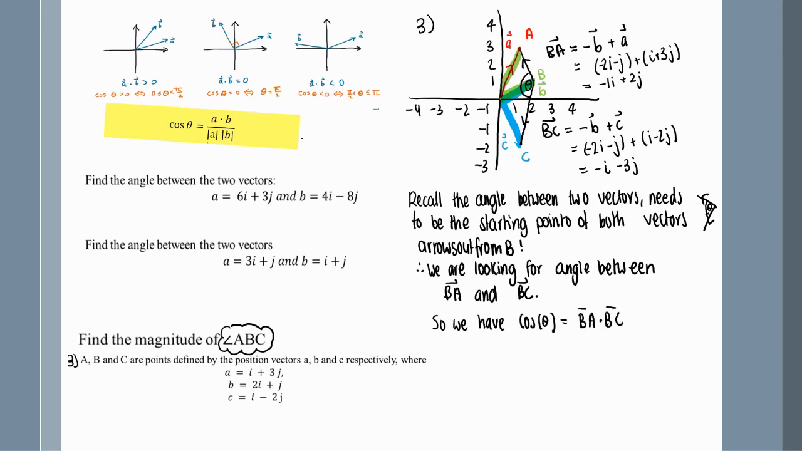Now let's put in our formula. We have that cos theta equals vector BA dotted with vector BC, all over the length of BA times the length of BC. So we need to find the dot product, the length of BA, and the length of BC. Let's do that now. Minus 1i plus 2j dotted with minus i minus 3j. Well, that will just give you minus 5, I think.